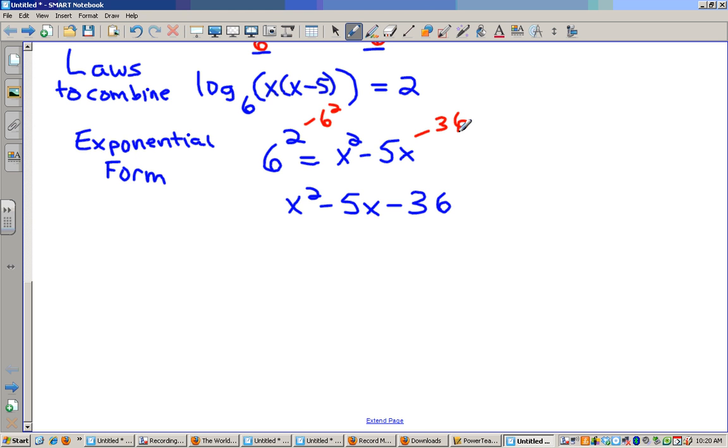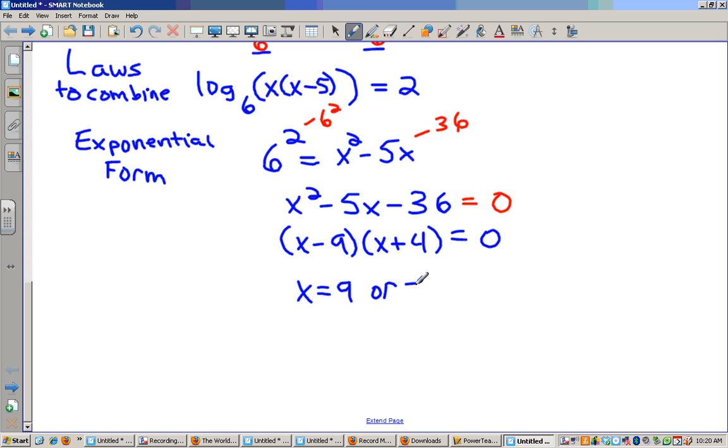equals 0, and it doesn't matter whether I put the equals 0 on the left-hand side or the right-hand side. So I might as well make it on the right-hand side. It doesn't really matter where it goes because it's a 0. Okay? And then now, factor. x minus 9, x plus 4 equals 0, x equals 9, or negative 4.